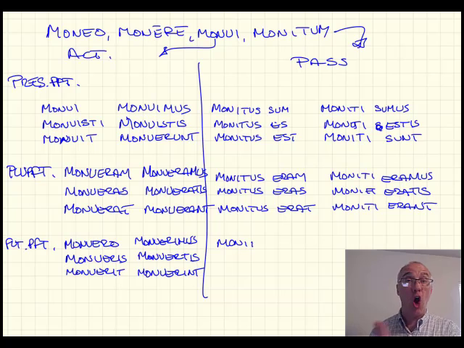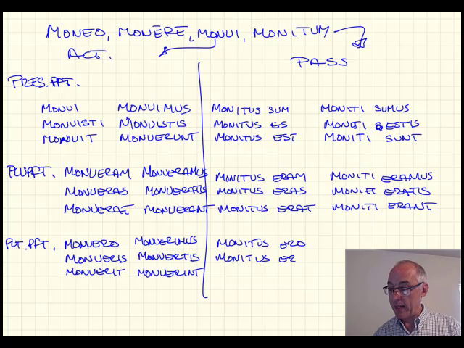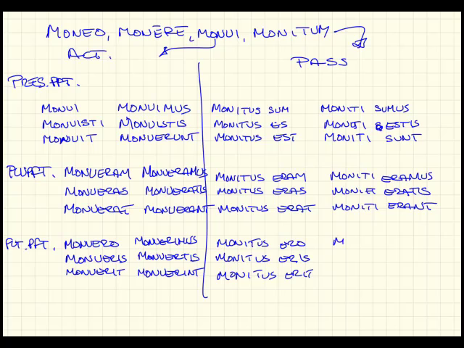This is not going to change all throughout Latin. This is incredibly, incredibly consistent. Monetus ero, monetus eris, monetus erit, moneti erimus, moneti eritis, and then moneti erunt, they are going to go back to erunt, which they're much more comfortable with because it's not going to be confused with anything else.